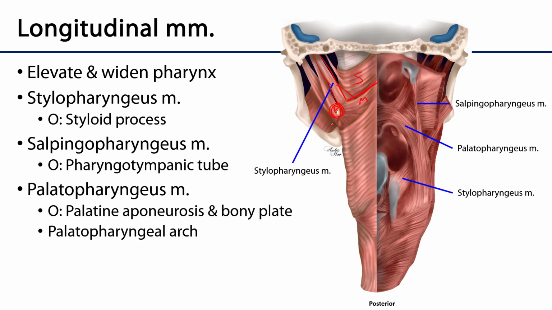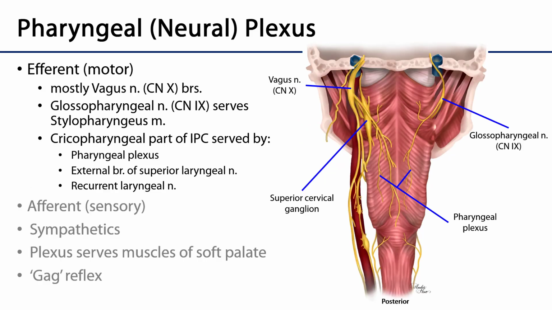But in order to see the other longitudinal muscles, we would have to incise and then reflect and then remove the mucosa so that we can see the salpingopharyngeus and the palatopharyngeus, but these are going to blend together in the wall of the oro- and laryngopharynx to be one muscle, eventually going down and inserting into the thyroid cartilage so that it can elevate the larynx. So let's talk a little bit about the pharyngeal plexus.